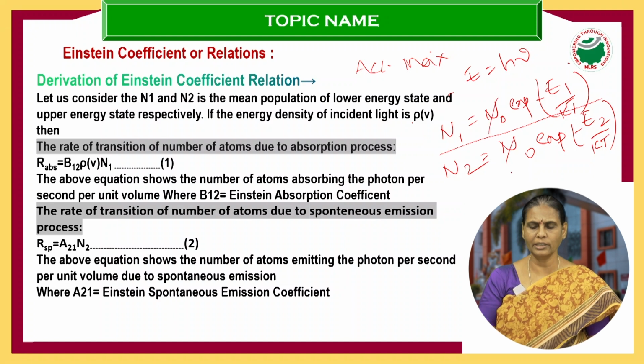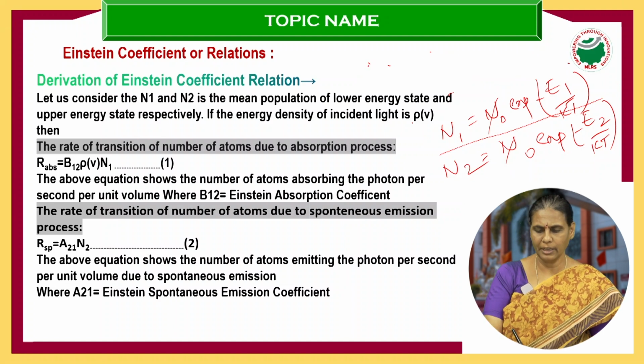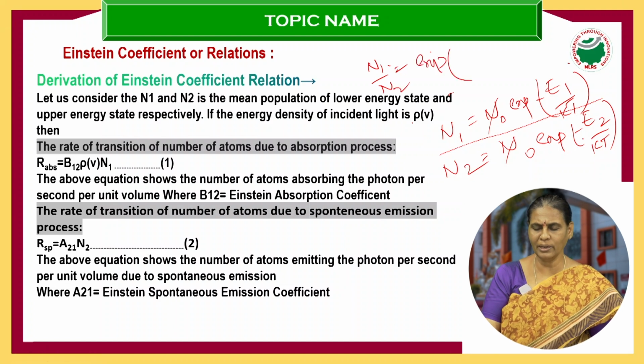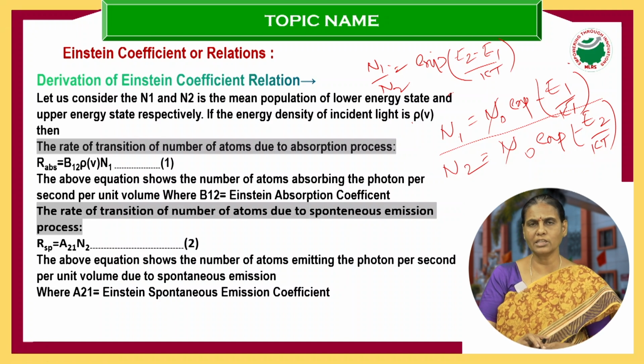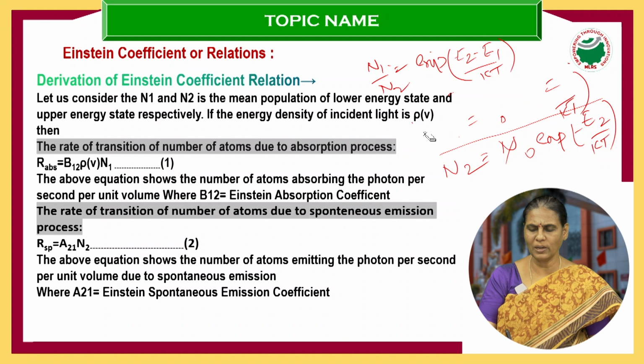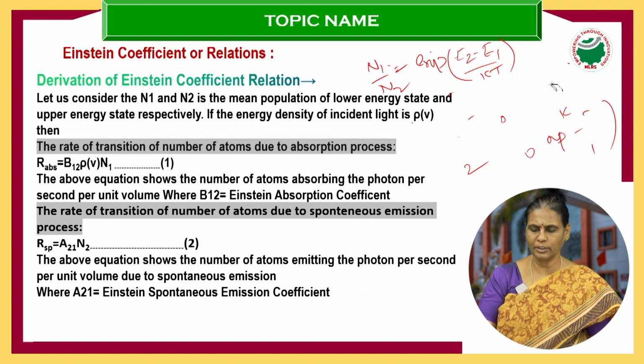You will get N0 and N0 cancel. Now this term goes to numerator. When it goes to numerator, your equation will be N1 by N2 is equal to exponential of, this is in the denominator, it goes to numerator, it becomes plus E2 minus E1 by kt. This is the equation for the ratio of populations, that is N1 by N2.